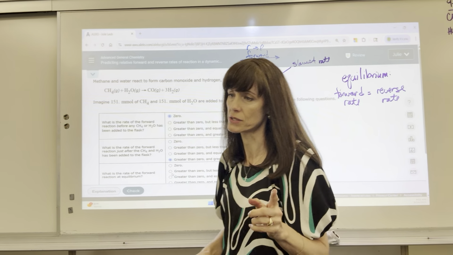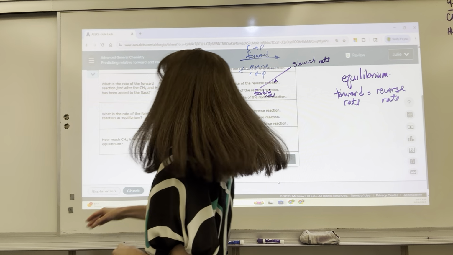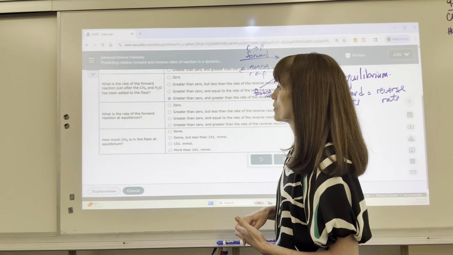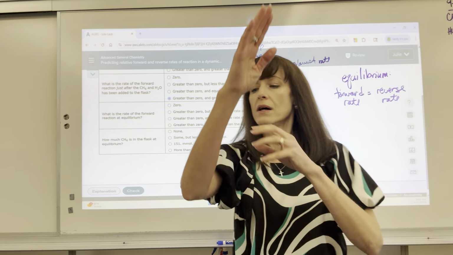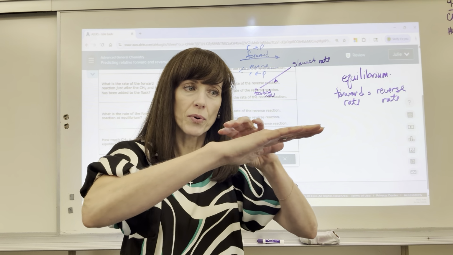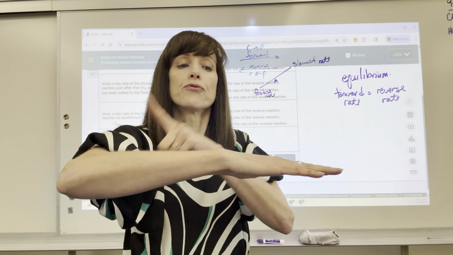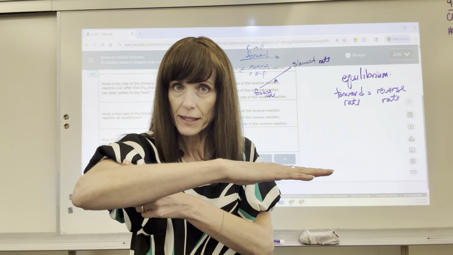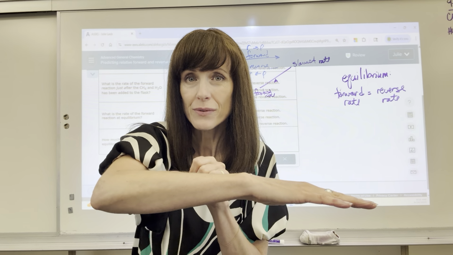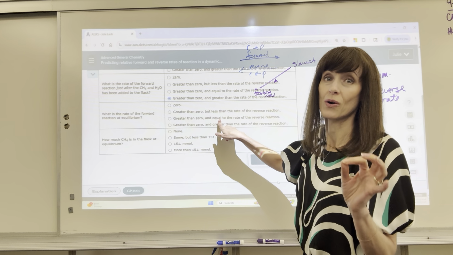Now the next two questions are going to be easy, and you'll see a trend as you do more of these questions. The third question will always ask, what is the rate of the forward reaction at equilibrium? Well, I react until I consume reactants, making more products, until boom, we hit equilibrium. The forward rate equals the reverse rate. At equilibrium, again, what do we know about the forward and reverse rate? They are always equal. They are always equal.